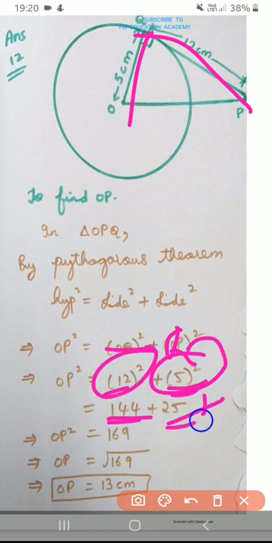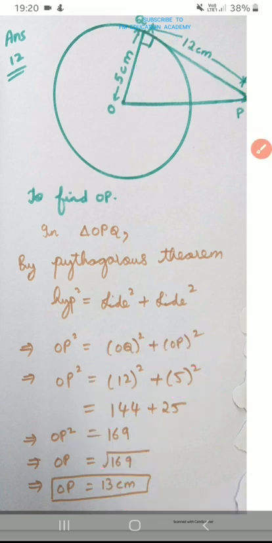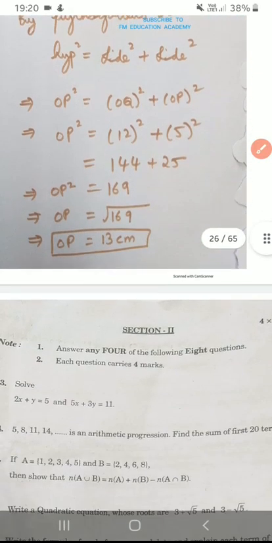5 square is 25. If I add 144 plus 25, I'll get 169. So the square on that side becomes square root. So square root of 169 is 13 centimeter. So we got the value of OP as 13 centimeter.